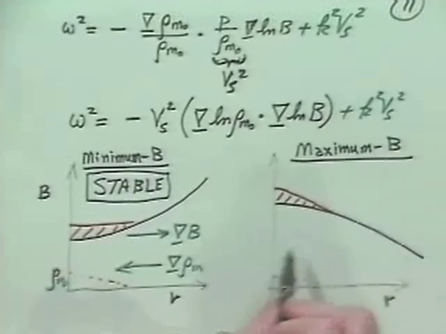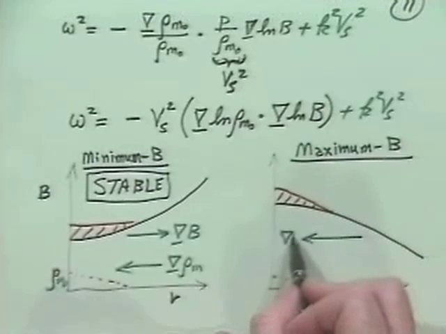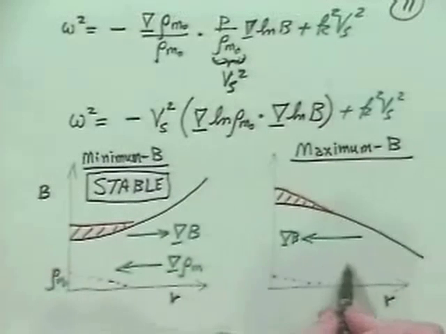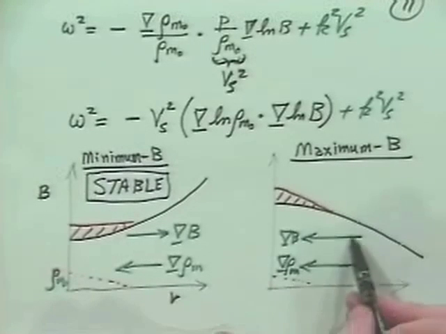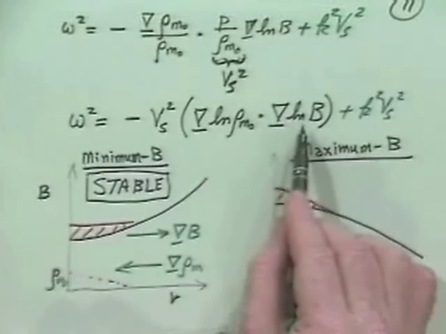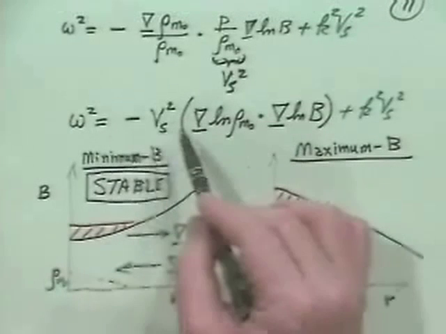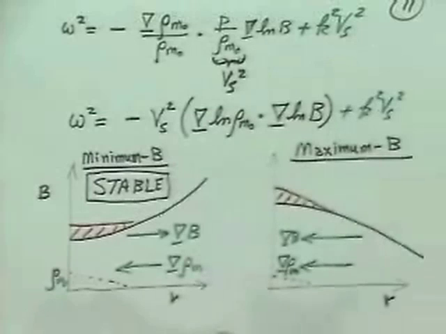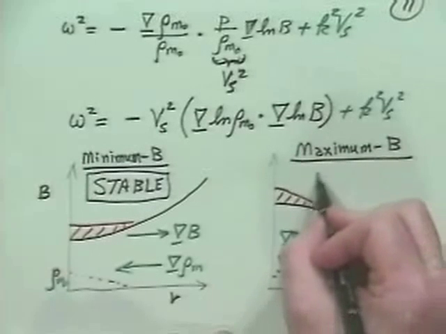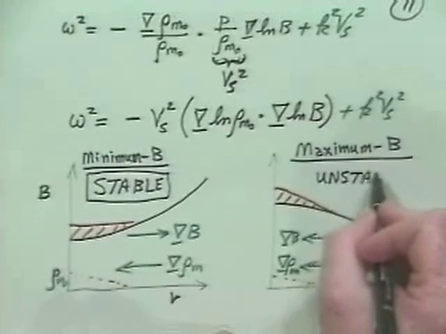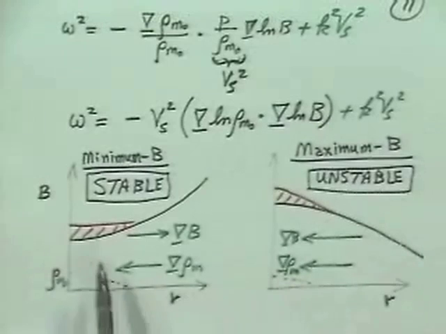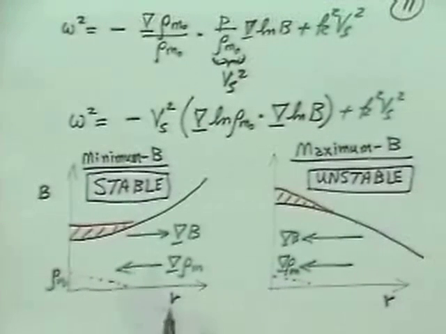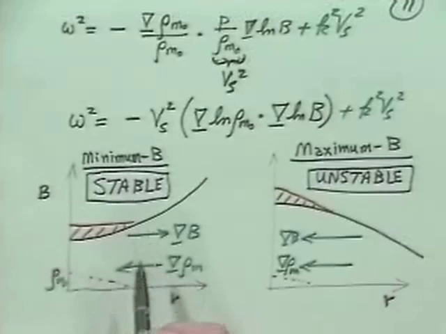Well, grad B is now in the opposite direction to what it was before. But the grad mass density is still in the same direction. Okay? So now these two are aligned. I get a plus sign out of this, overall minus sign. Omega squared is negative. I get complex conjugate roots, one of which is unstable. So indeed, the idea is that a plasma will be confined by a minimum B situation, because I'm putting it in a magnetic well, is what it amounts to.